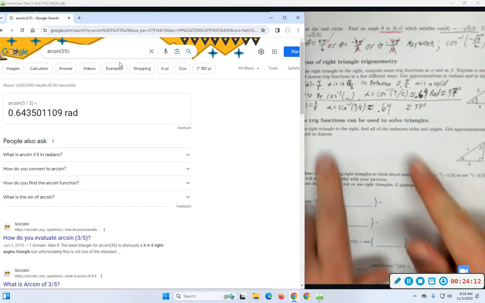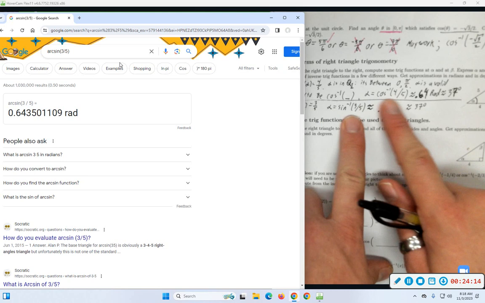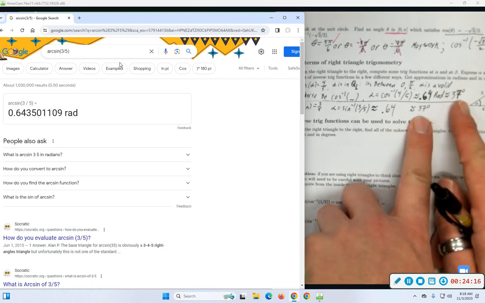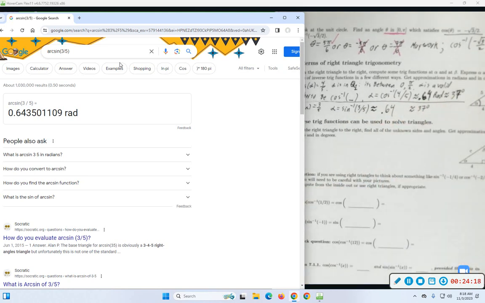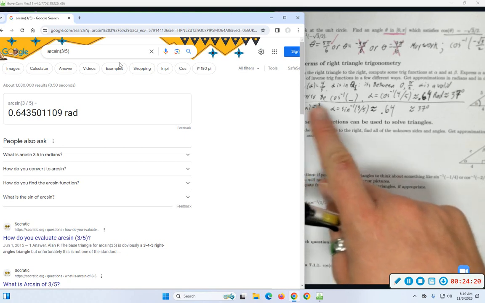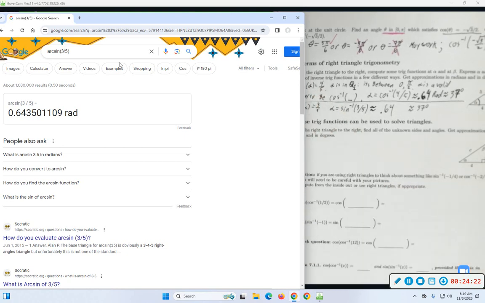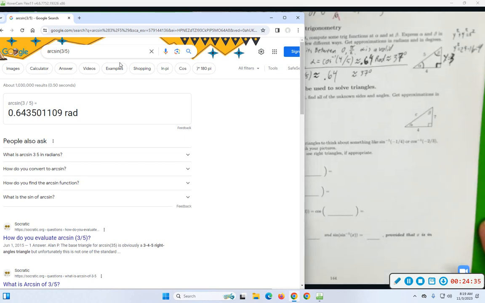So here's the point. Alpha was computed two different ways. They better give me the same answer, and indeed they did. So there's some overlap between what inverse sine and inverse cosine tell you. Nice. So, pause the video. I want you to do exactly that again.